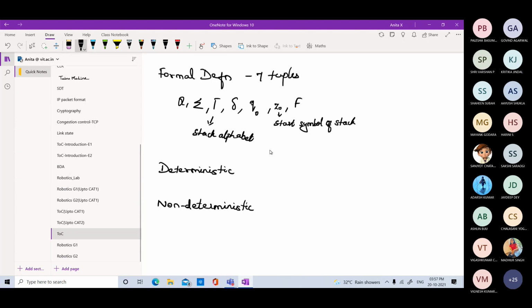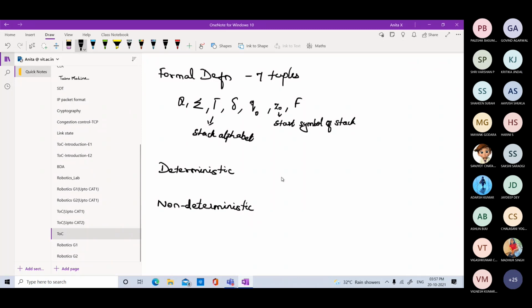So from a specific state, for the same symbol, if it is possible for me to have transitions to different states, then it is called non-deterministic, right? Non-deterministic finite automata. Similarly, the same thing applies to the push-down automata as well.